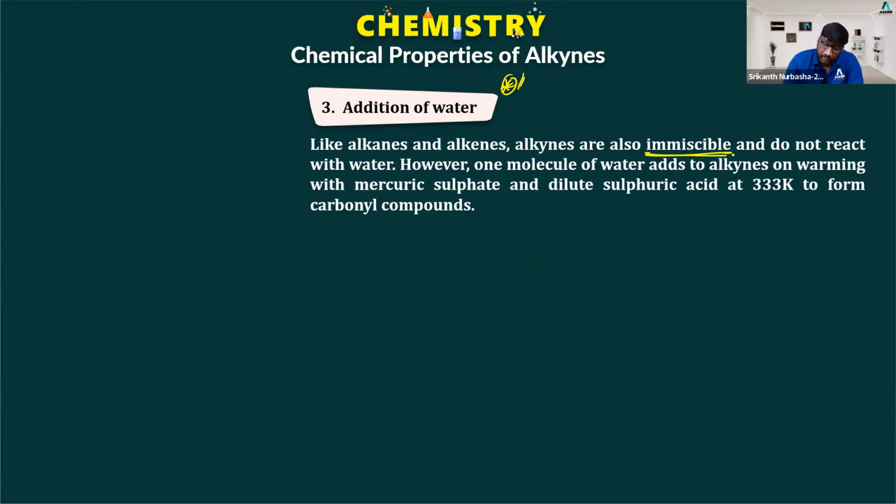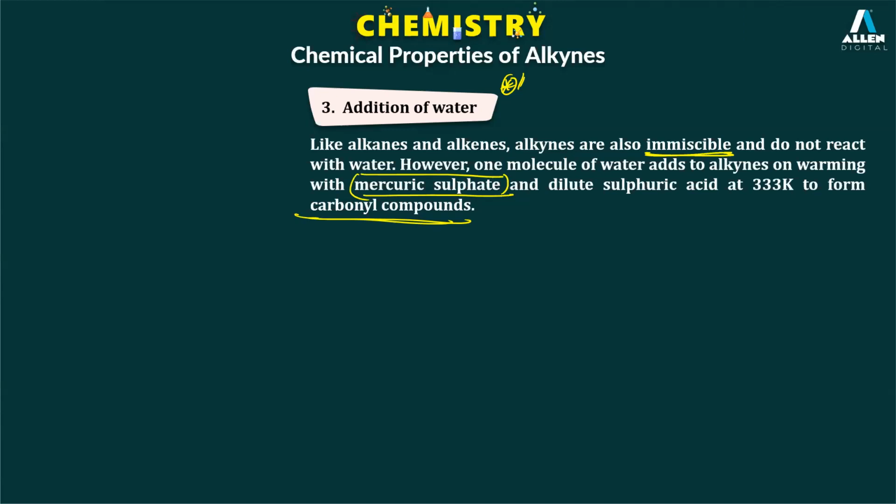Immiscible means they are not soluble. However, one molecule of water adds to alkynes on warming with mercuric sulfate and dilute sulfuric acid at 333 Kelvin to form carbonyl compounds. Mercuric sulfate, yesterday also I have told you, whenever you see Hg2+ salt or mercury sulfate, immediately you have to understand that addition of water is happening. What is the role of mercury in this particular reaction? It acts as catalyst.